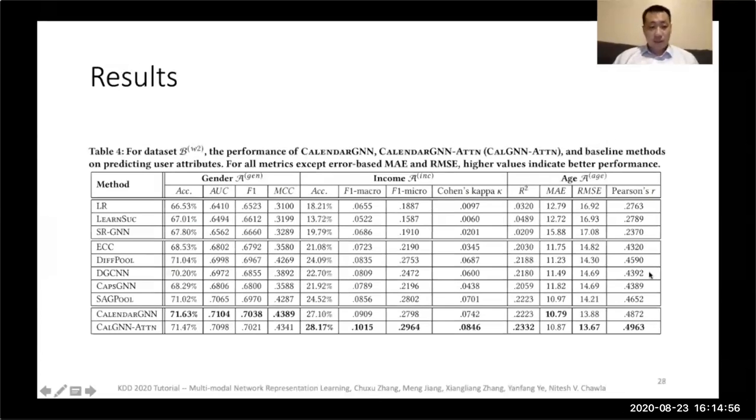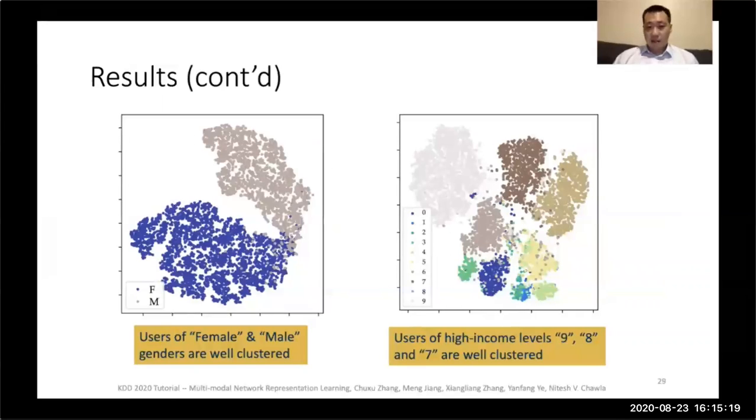So on the results, you can see that this calendar gene can leverage the information in the spatial temporal behaviors, so it can outperform many other baselines on predicting the gender, income, and age of the users. Basically, for all these evaluation metrics, higher is better. And this is the embedding result in a 2D space. Now you can see, pretty well split on the attributes of gender and income categories.